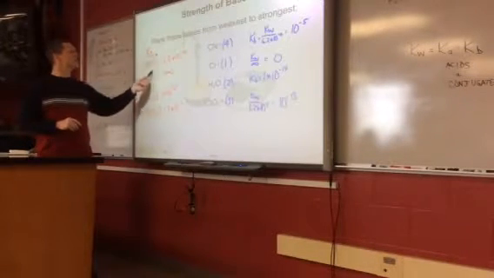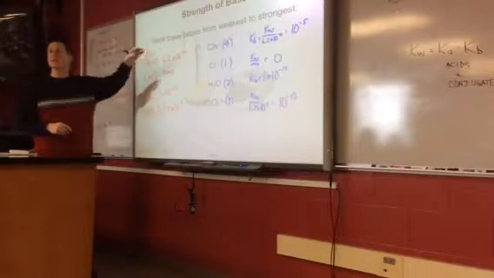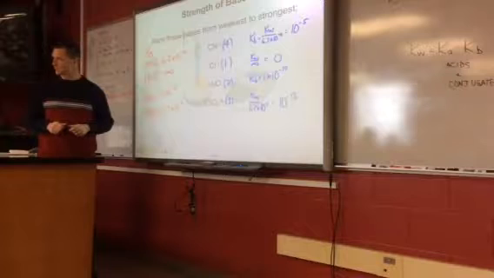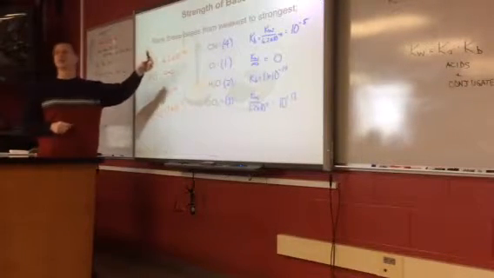Because HCN is the weakest of all these acids, therefore its conjugate base is going to be the strongest of all those conjugate bases. The strongest of the acids is HCl, therefore its conjugate is the weakest base.